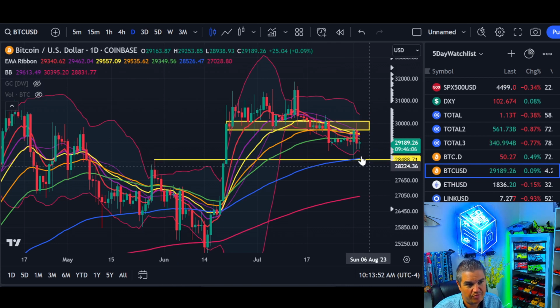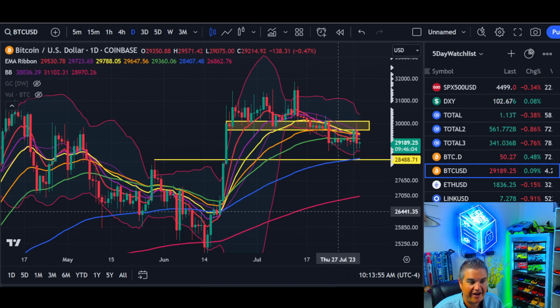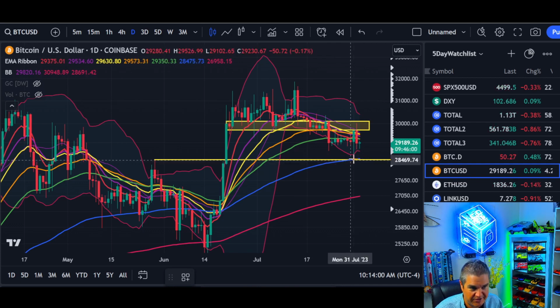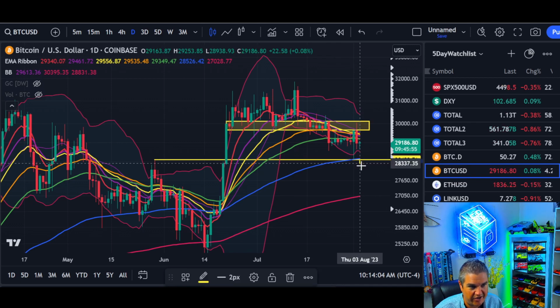So let's say we break this, and then what? Then panic probably starts to set in for a lot of people, right? Especially new traders, new investors. They're looking at that as support. If we break that, panic could hit. So where could we hit between here and there? Well, the 200 days all the way down at 27K.